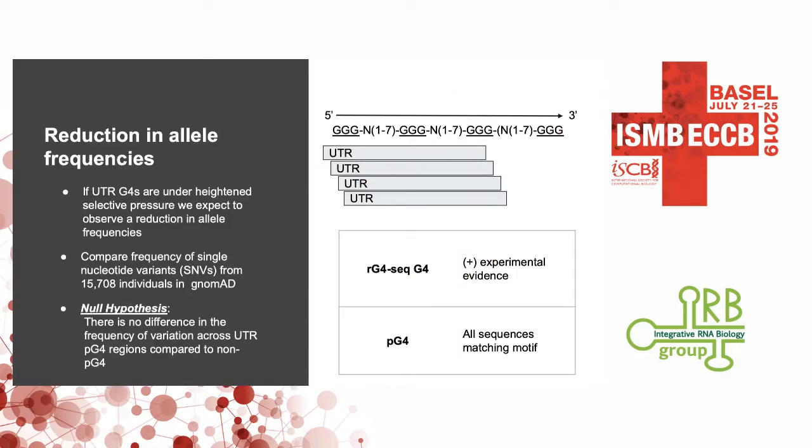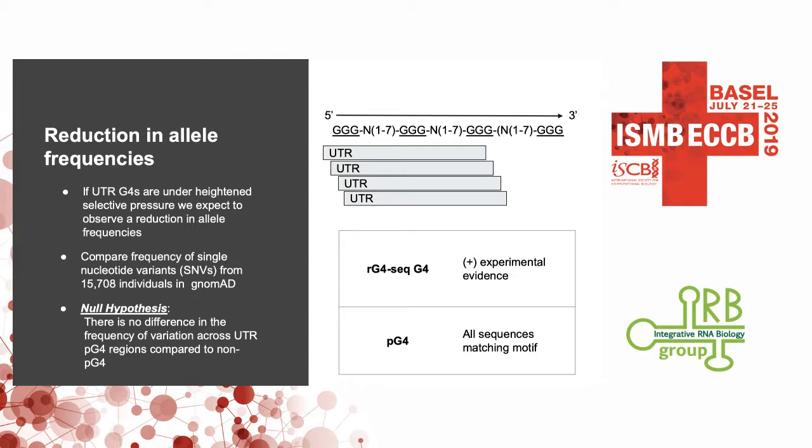So to address the question of allele frequency within UTR G4s, we first mapped the canonical G4 forming sequence transcriptome-wide using Ensembl within UTRs. And we produced two sets of G-quadruplex. One is an RG4-seq validated set of G4s. So these are G4s with in vitro experimental evidence of secondary structure formation. And the second is a set of putative G-quadruplex. So any sequences that match the canonical G-quadruplex forming motif, we call the putative G-quadruplex.